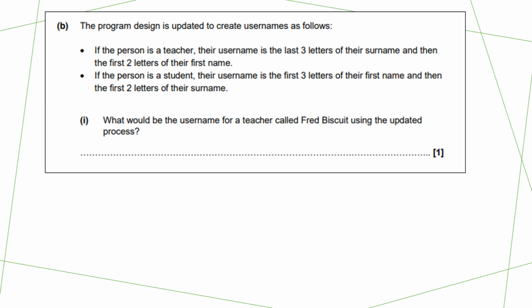What would the username for a teacher called Fred Biscuit be using the updated process? So going back to the algorithm and putting your information through, if you type in Fred Biscuit, it's going to follow the first bullet point of this question. So what would their username be? Take your time, read it carefully again, put your answer in, and we can move on.